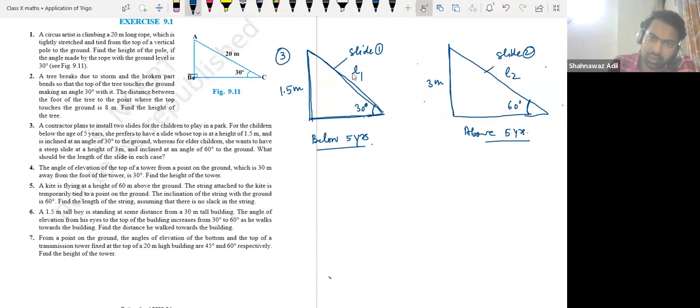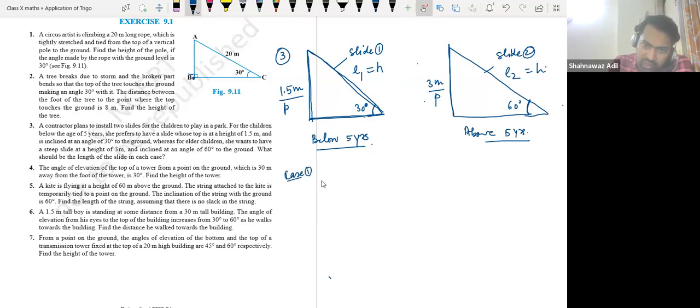Okay, so what are these sides in the case of a right angle triangle? What are L1 and L2? So these are hypotenuse, right? This is the perpendicular. So we have to relate the perpendicular with the hypotenuse. And what trigonometric ratio relates perpendicular with the hypotenuse? Sine theta.